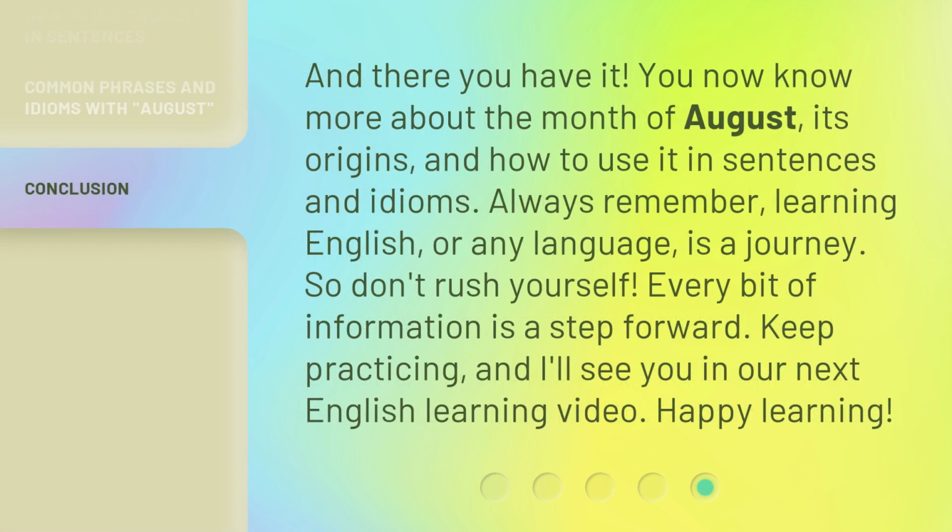And there you have it. You now know more about the month of August, its origins, and how to use it in sentences and idioms. Always remember, learning English, or any language, is a journey. So don't rush yourself. Every bit of information is a step forward.